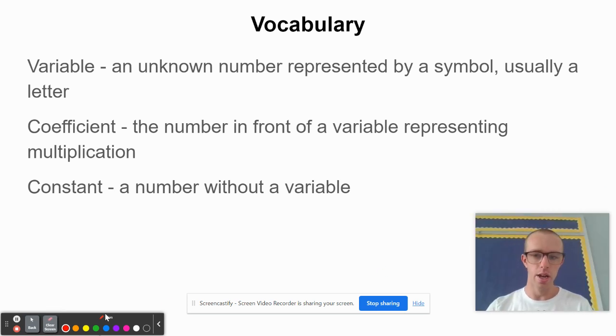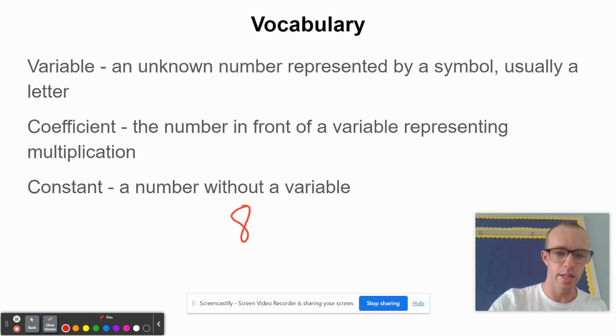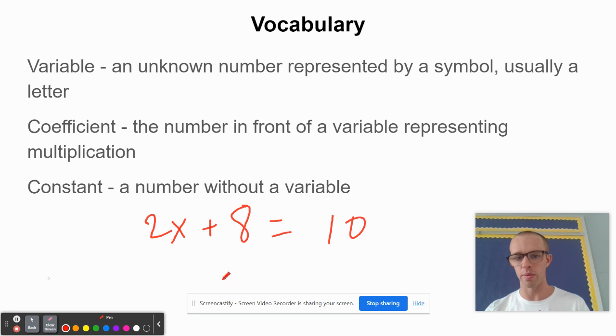And lastly, we're going to understand what a constant is. A constant is really just a number that doesn't have a variable. So it might be something like 8. That's a constant, right? That number 8 isn't changing. And so we'll start to see equations that look something like this: 2x plus 8 equals 10. All right? That's where we'll start.